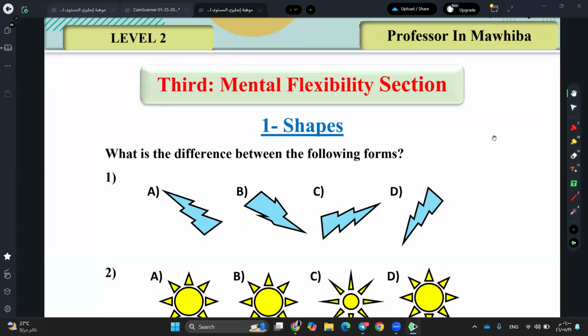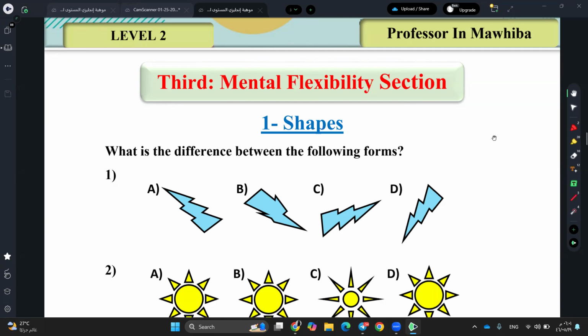We will start on the mental flexibility section. This section contains shapes, and then we will learn about location, direction, counting shapes, and then we will solve practice questions. So let's start with the mental flexibility section.